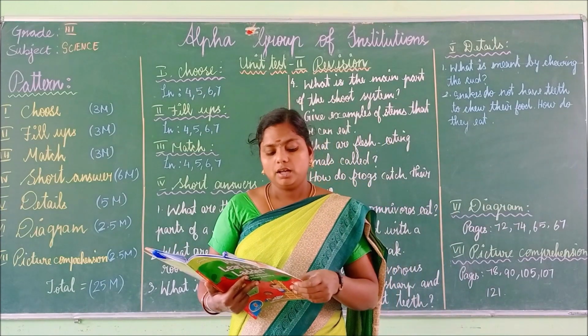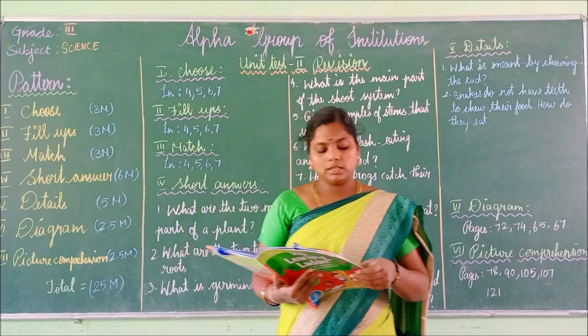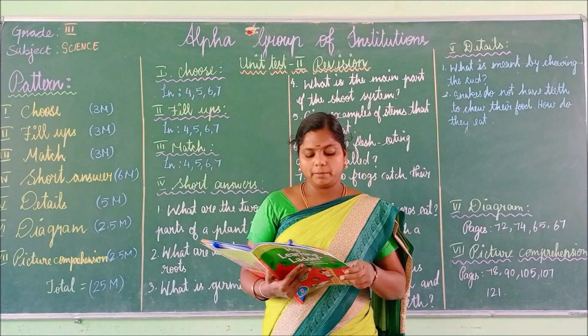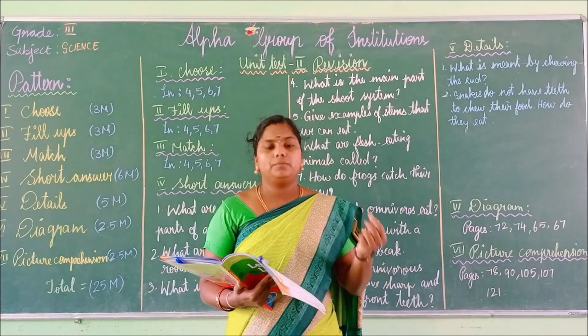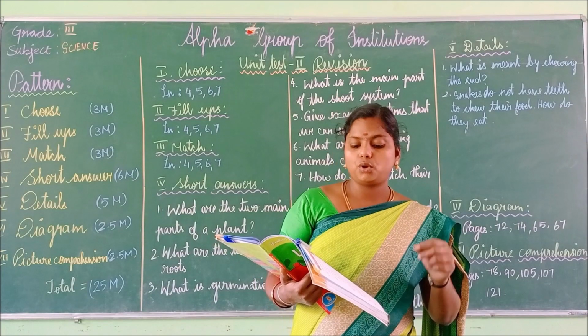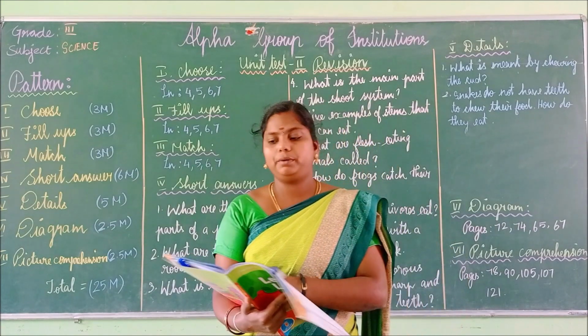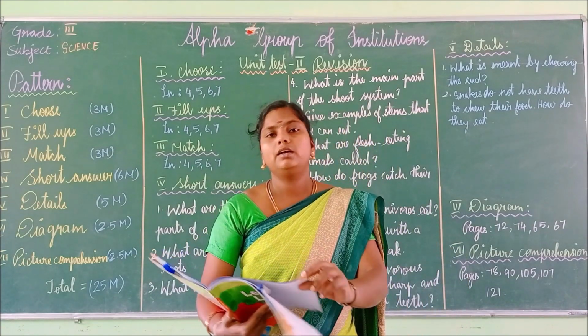The next one, last one in your 4th lesson. The process of baby plant growing from seed is called germination. Is it clear, children?